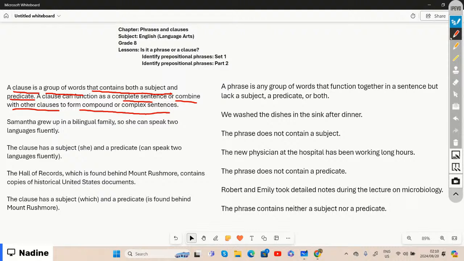All right, and if we look at an example, it says Samantha grew up in a bilingual family, so she can speak two languages fluently. And if we look at the description, it says a clause has a subject, which is she, and a predicate, so can speak two languages fluently.